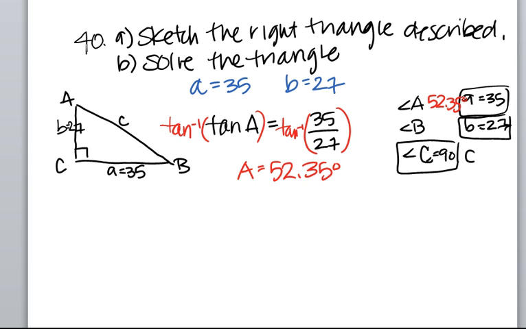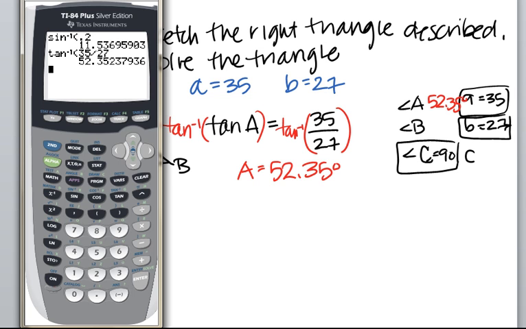Okay, now from there, let me just find B using the fact that the sum of the angles in a triangle is 180 and that A and B are complementary. Okay, and then I'm going to check my answers with the given data, right? So I could do 90 minus 52.35, and I get that angle B is 37.65.